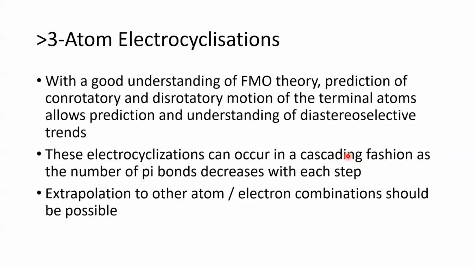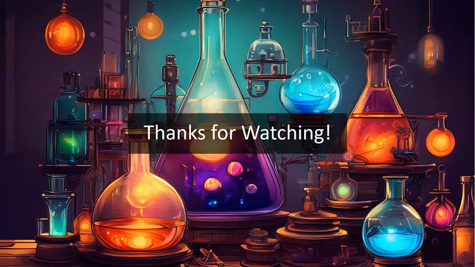Once more, with good understanding of frontier molecular orbital theory, prediction of conrotatory and disrotatory motion of the terminal atoms allows you to predict and understand diastereoselective trends that you'll see in the products. These larger atom electrocyclizations can occur in a cascading fashion, recognising that the number of pi bonds or pi orbitals decreases with each step. With what we've covered, you should be able to extrapolate to other atom and electron combinations, predicting whether or not it's disrotatory or conrotatory and what the arrangement of the functional groups in the products should be. That's all I have for today.